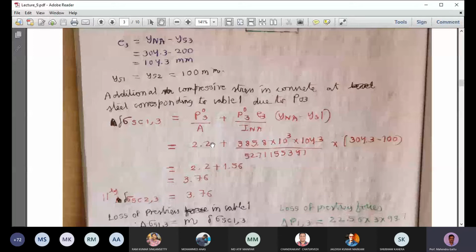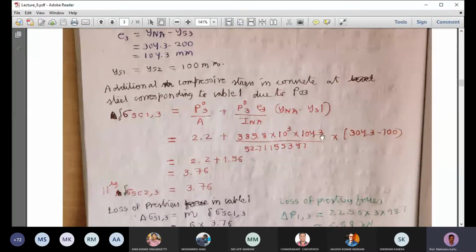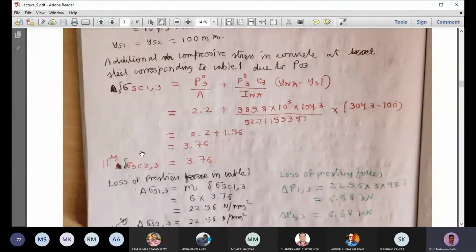If you substitute the values, this term we have already calculated is 2.2, and we have P03 as 385.8 kilonewton, so multiply with 10 power 3 Newton, and E3 is 104.3, and Y neutral axis 304.3 minus 100, divided by I neutral axis. So we are getting around 2.2 plus this value 1.56, so we are getting around 3.76. And similarly, the additional compression in concrete at steel level 2 due to the post tensioning of cable 3 is also the same, it is 3.76.